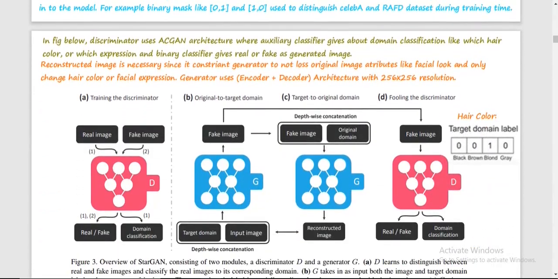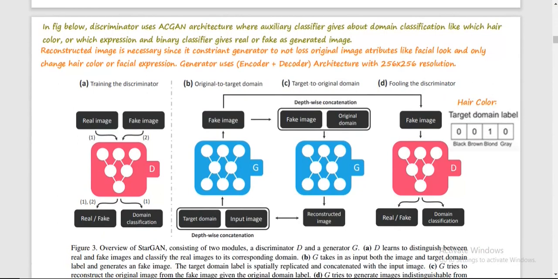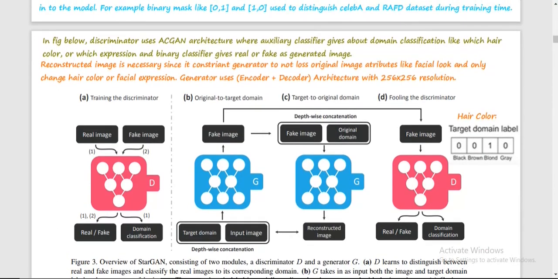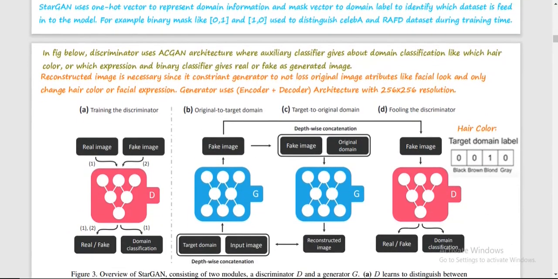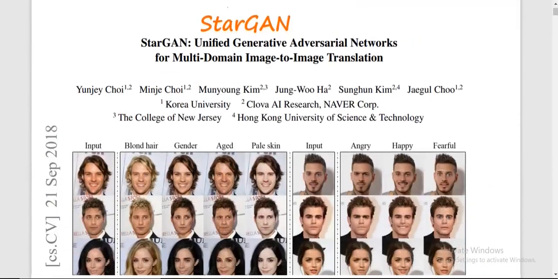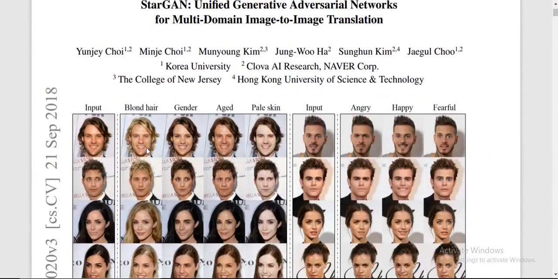If we go into detail, one thing I want to mention is the discriminator. It has to classify whether the generated image, for example the input image translated to blonde hair, seems to be fake or real, and at the same time it has to produce some domain information: whether it is correctly classified as blonde hair or not. That is the more important concept in StarGAN.